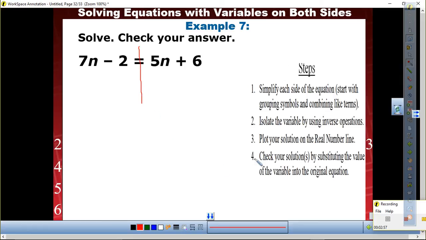Now, according to our steps, step 1 says simplify each side. Can I simplify the left side anymore? No. The right side anymore? No. But now we have a dilemma. Look up, please. Now we have variables on both sides of the equation. Have we been working with equations that only have a variable on one of the sides? Yeah, so basically what you're saying is that if we were to have all variables on one side, you will be able to solve this. Is that correct? So therefore, we need to get one of these to the other side.